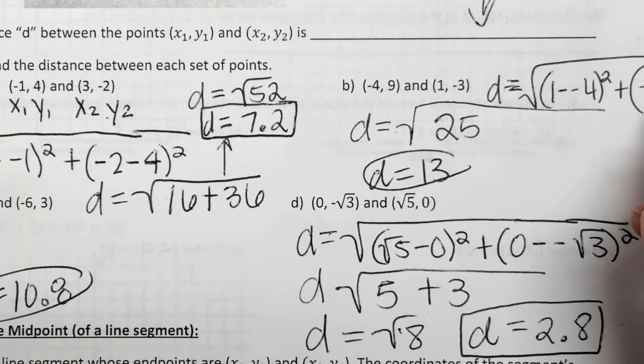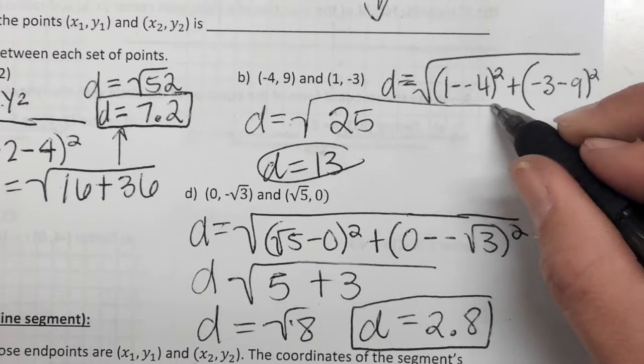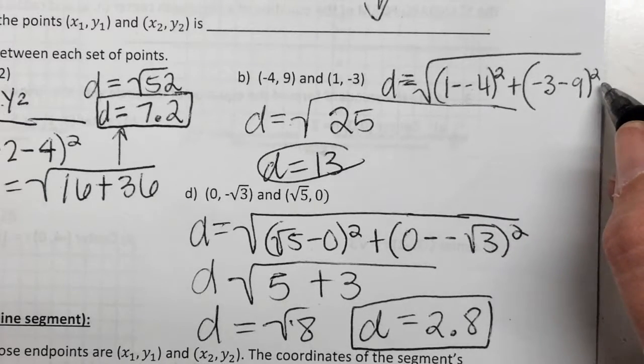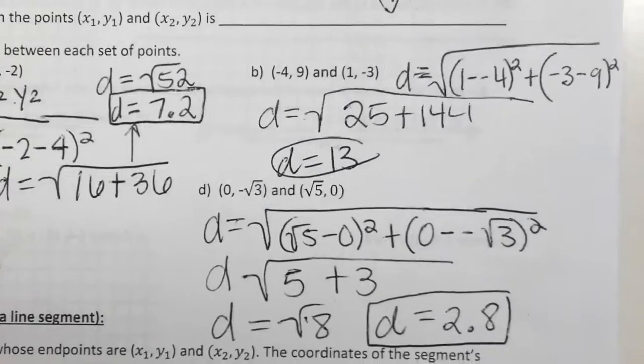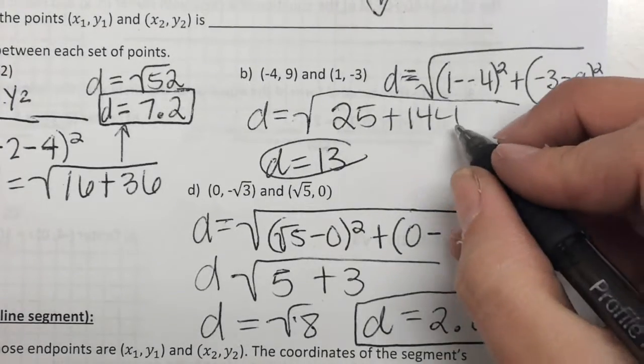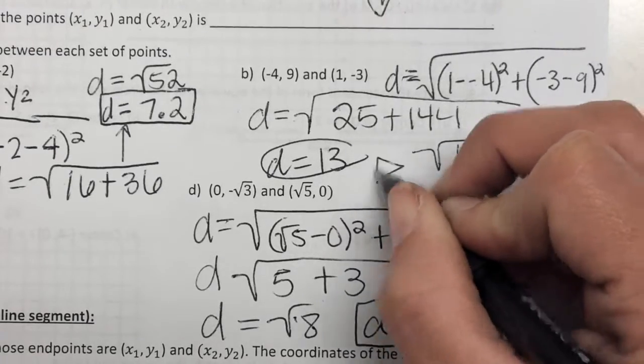Let's see. We get 12. Yes, squared? 144. Yes, it's actually -12, but it doesn't matter because when you square it, it'll become positive. Alright, and then 25 plus 144 is going to give us what? 169. And the square root of 169 is 13.